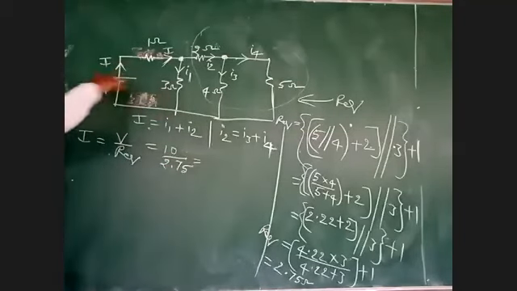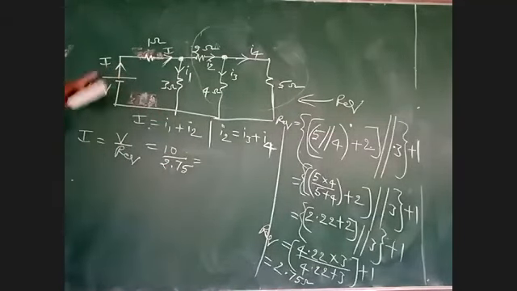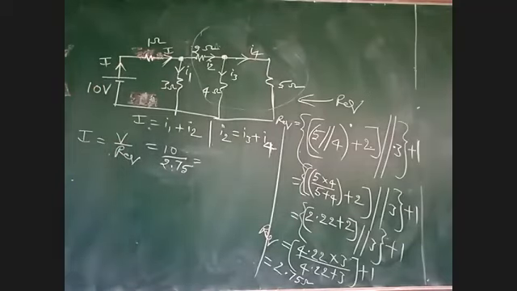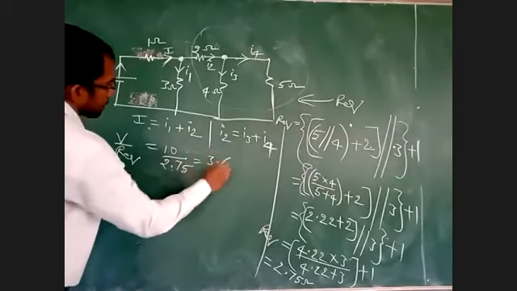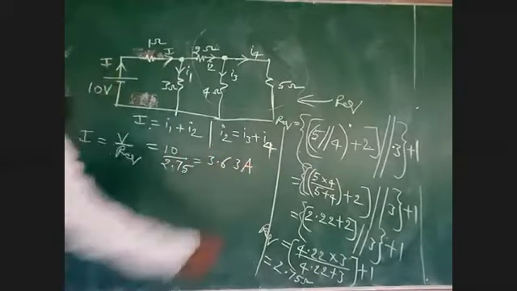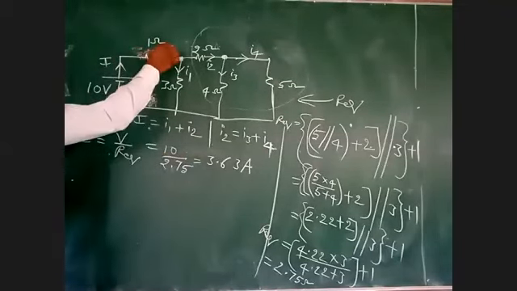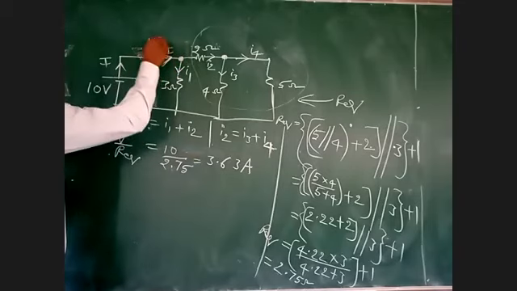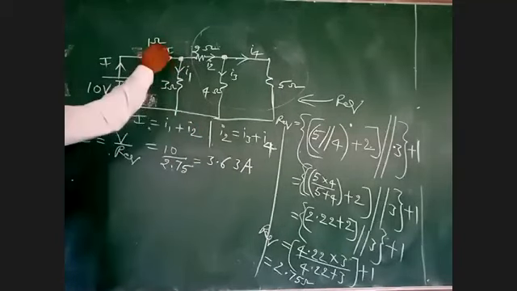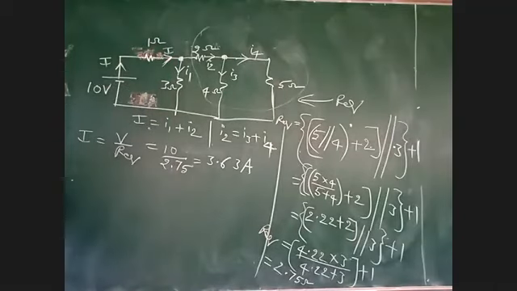So we have calculated the total current now. I is equal to total voltage by total resistance, which is 3.63. Now we got the current in the 1 ohm resistor. 3.63 is the current in 1 ohm.